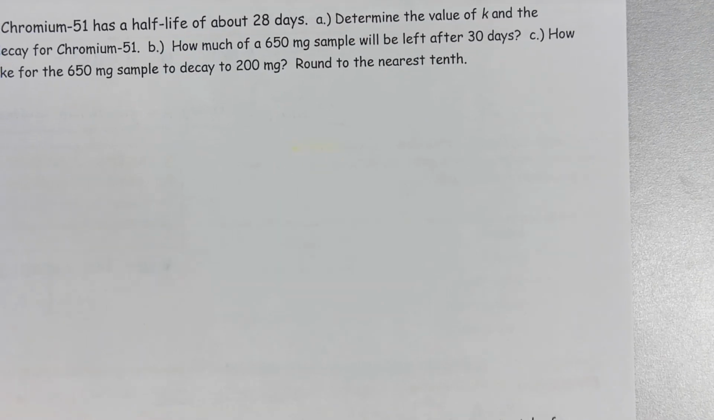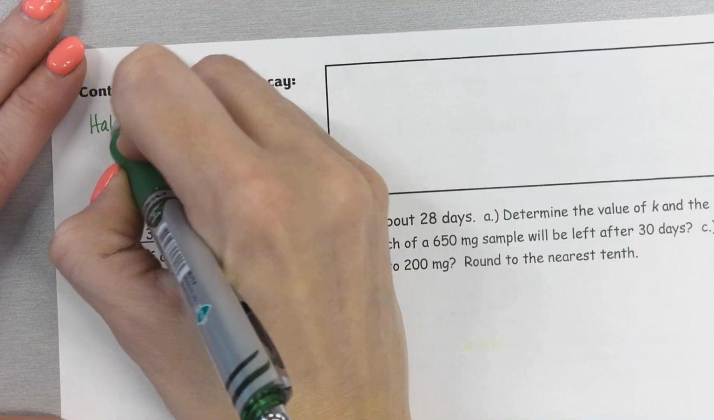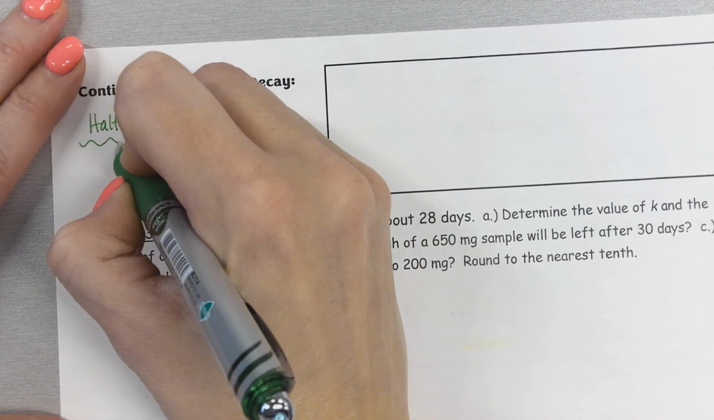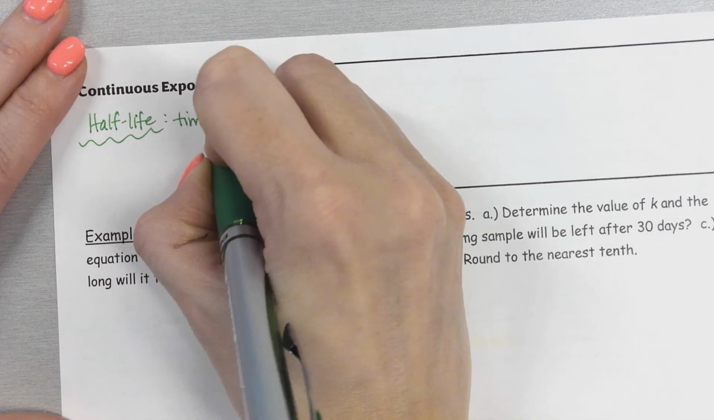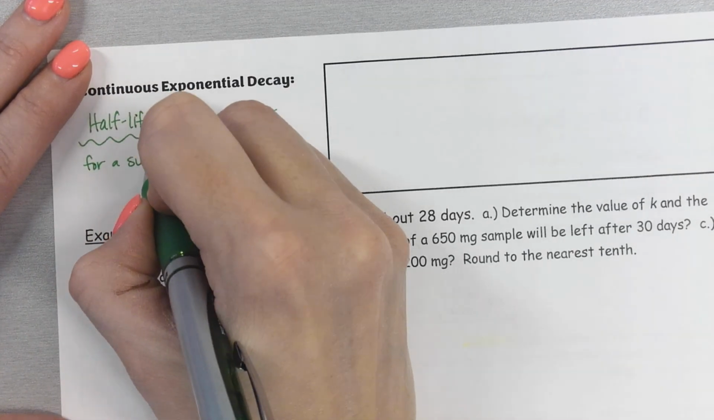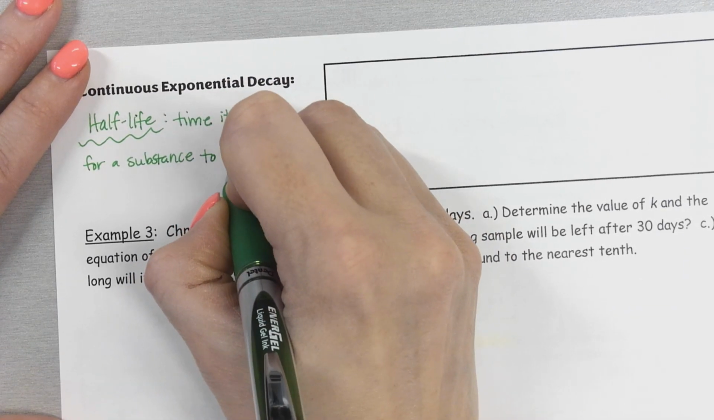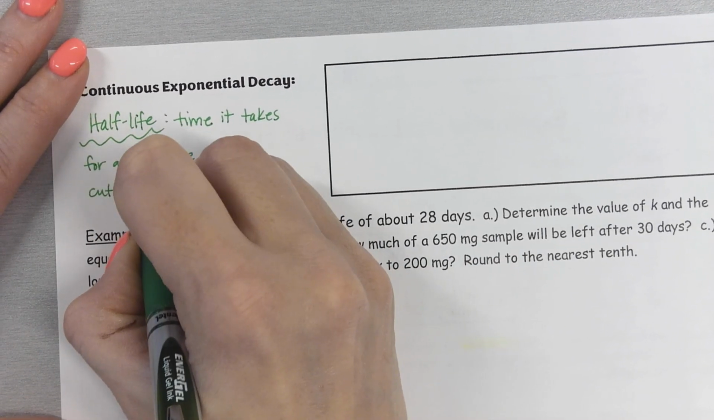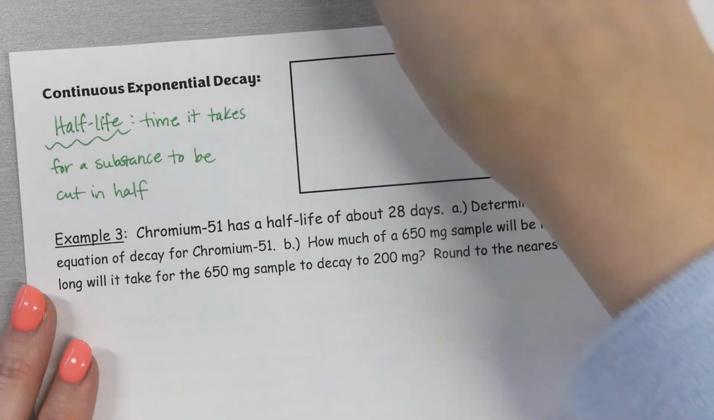All right, so with the exponential decay, the most common application is the half-life. Okay, so the half-life is really what it sounds like. It's the time it takes for a substance to be cut in half. And by that we mean its mass, right? So if it starts with 30 grams, after the half-life it would be 15. Okay?